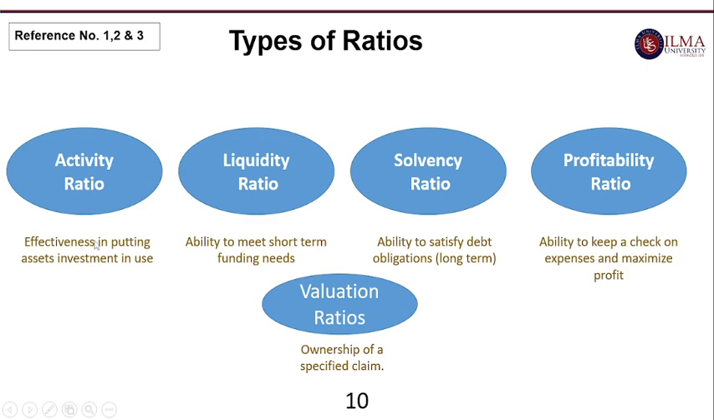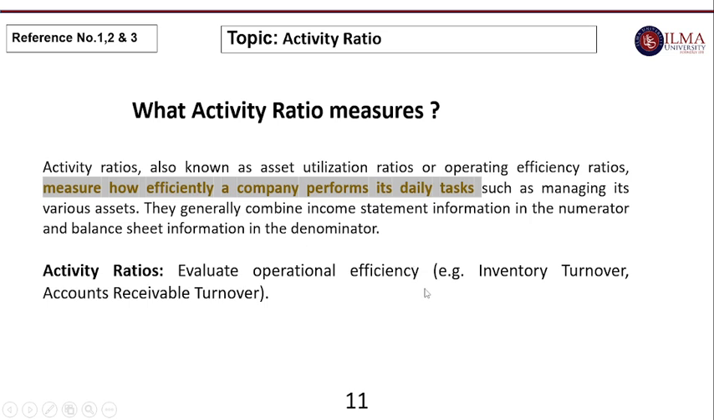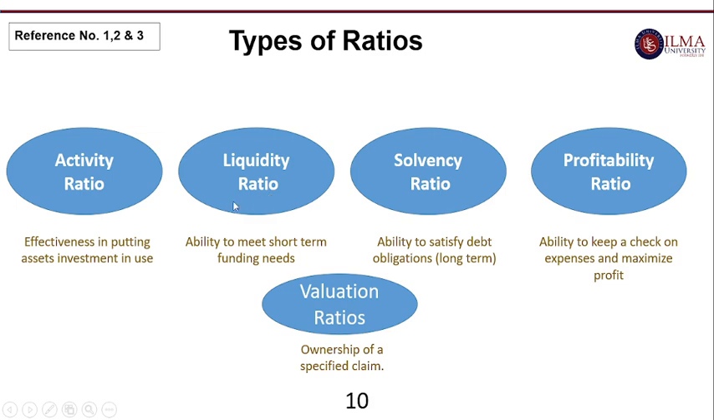It says efficiency in putting assets investment to use, what assets are used in, like inventory turnover, account receivable. So it mainly talks about the assets. Activity ratio shortly tells about the effectiveness in putting assets investment in use, how much assets were invested and how much they are using. The word activity says what type of activity, like assets in use or an investment. So this tells about the asset investment.